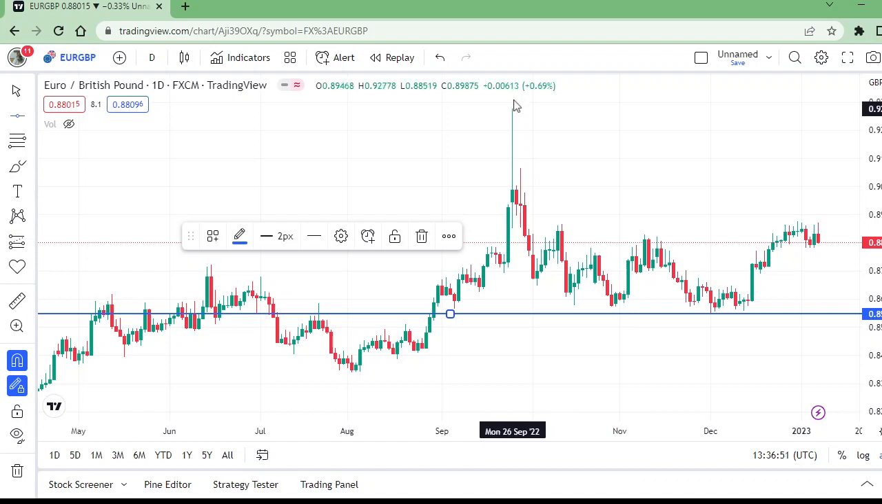This was the high of the market, this was the low, then went for this high, and this high is lower than this high, what we call a lower high. Okay, then came down for this low. This low is lower than this low, so this is a lower low. Then market went here back and came down for this low.